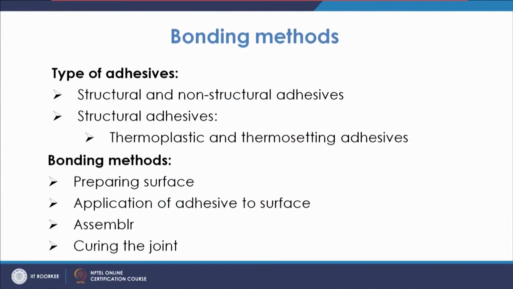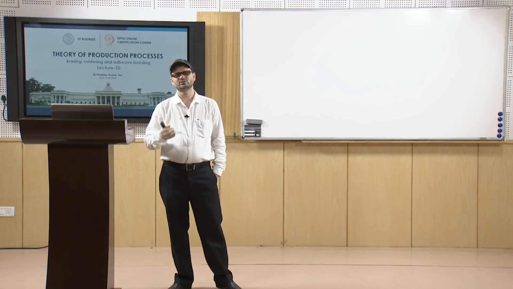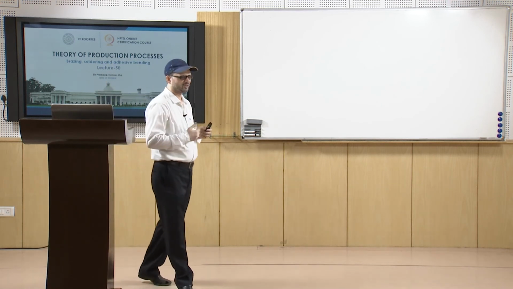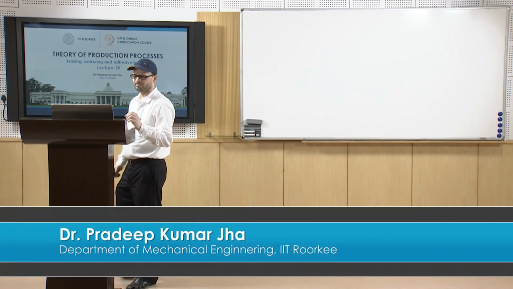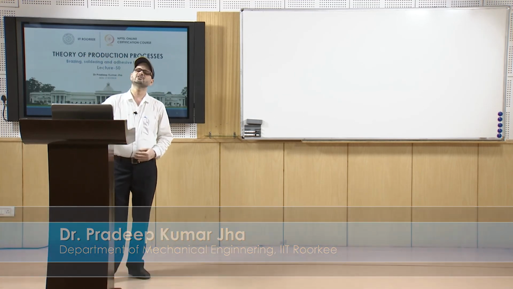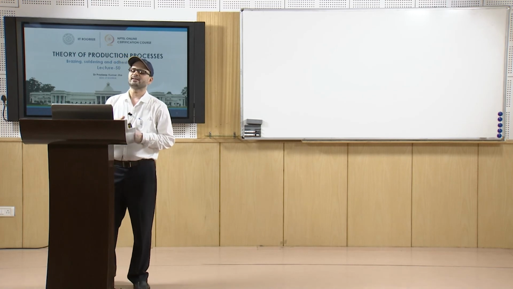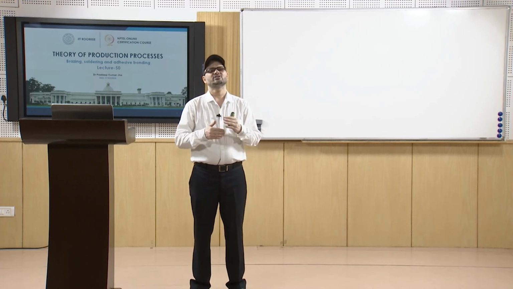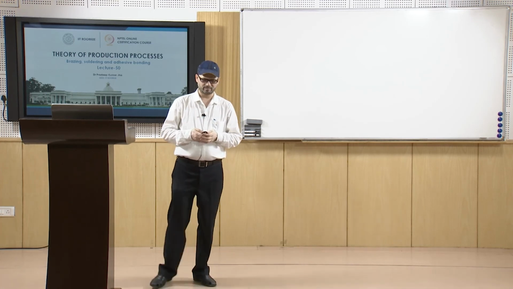Now, regarding bonding methods, as we discussed, there are structural and non-structural adhesives, depending upon how much force they can resist or sustain. In structural adhesives you have thermoplastic as well as thermosetting adhesives, with different varieties of thermoplastic and thermosetting materials used. Similarly, the steps in bond creation are: first you prepare the surface, then you apply the adhesive to the surface, then you assemble, and then you cure the joint. This way the joining takes place, and this is how adhesive bonding is developed.